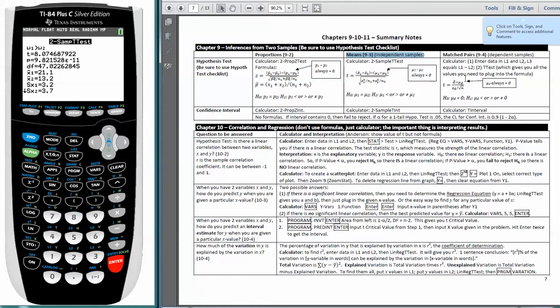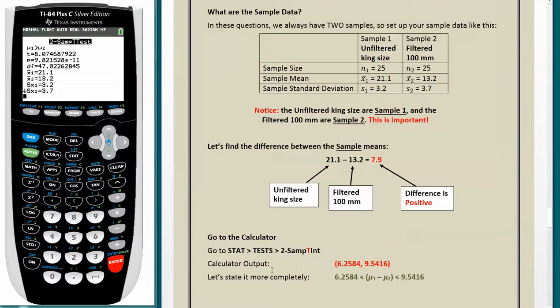Here, this whole row is hypothesis tests. This row down here is confidence intervals. So here you go. To do a confidence interval for two means, we use 2 samp or sample t int. So here we go. Now we're going to do it on the calculator.